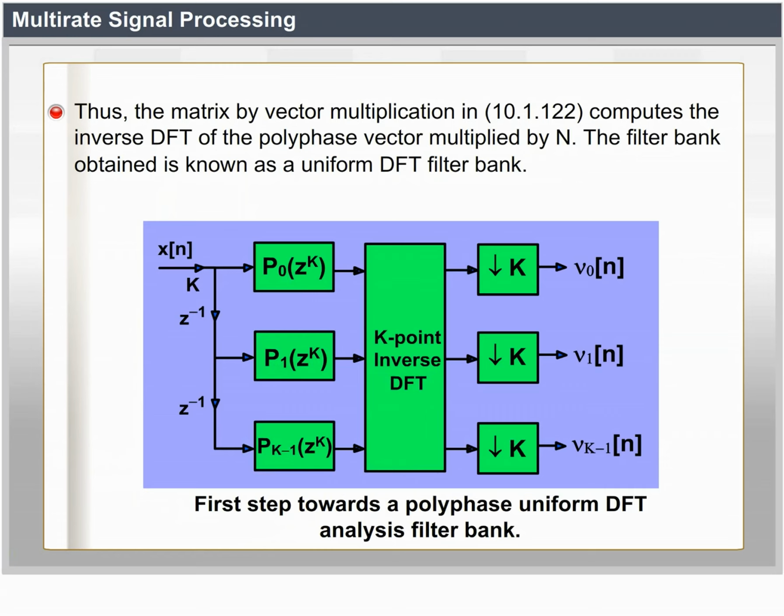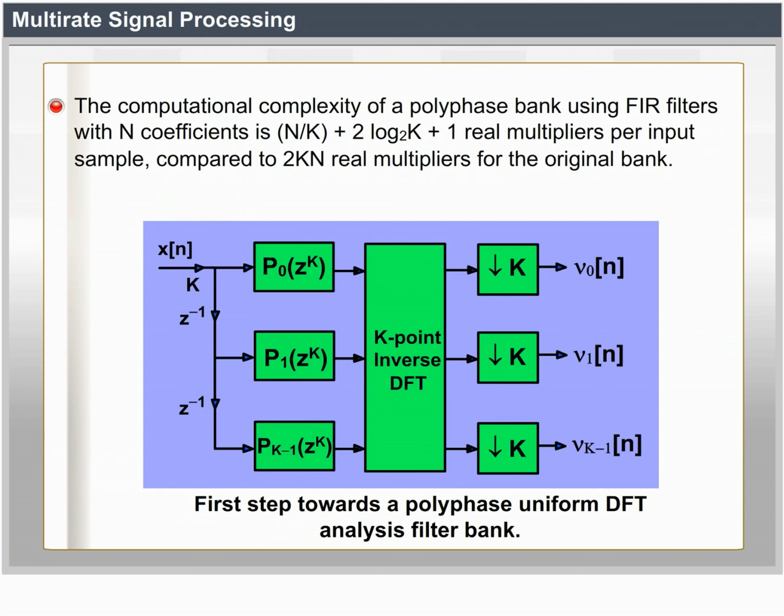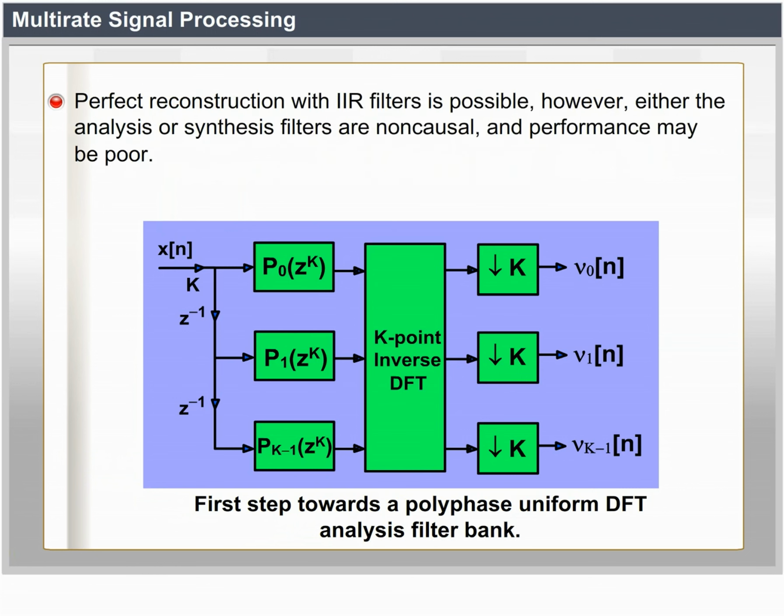The computational complexity of a polyphase bank using an FIR filter with N coefficients is N by K plus 2 log 2 K plus 1 real multipliers per input sample, compared to 2KN real multipliers for the original bank. Perfect reconstruction with IIR filters is possible. However, either the analysis or synthesis filters are non-causal and performance may be poor.